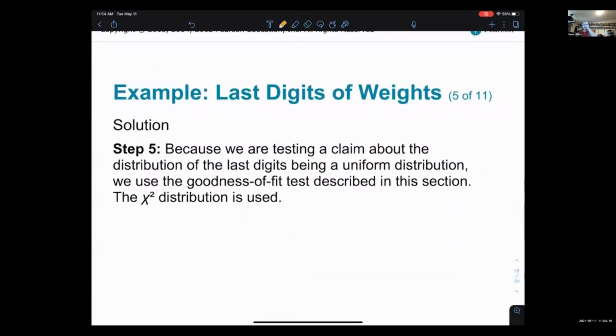All right, so now we can perform the test. Because we are testing a claim about the distribution of the last digits being a uniform distribution, we use the goodness of fit test described in this section. The chi-square distribution is used.